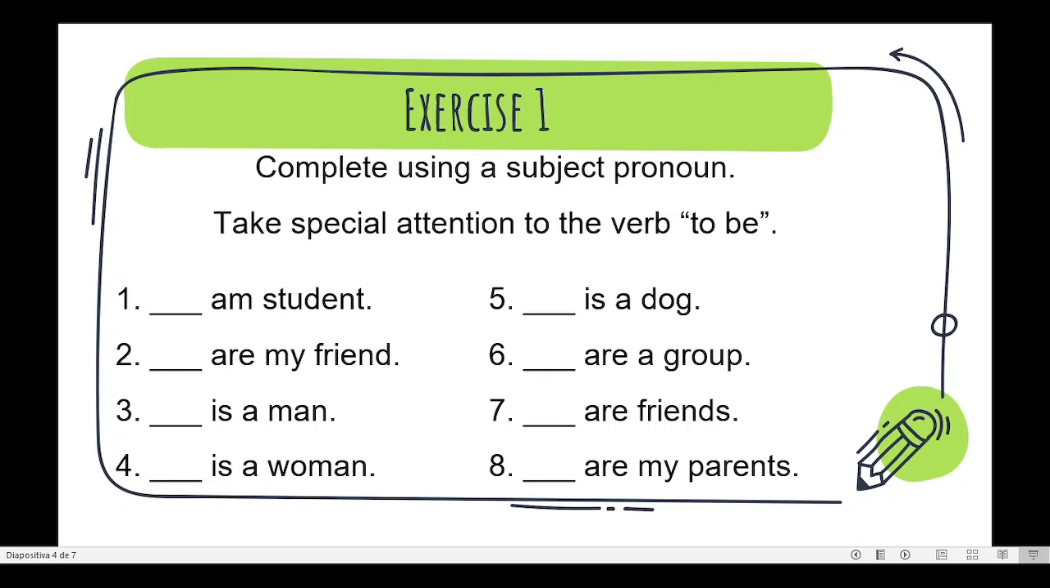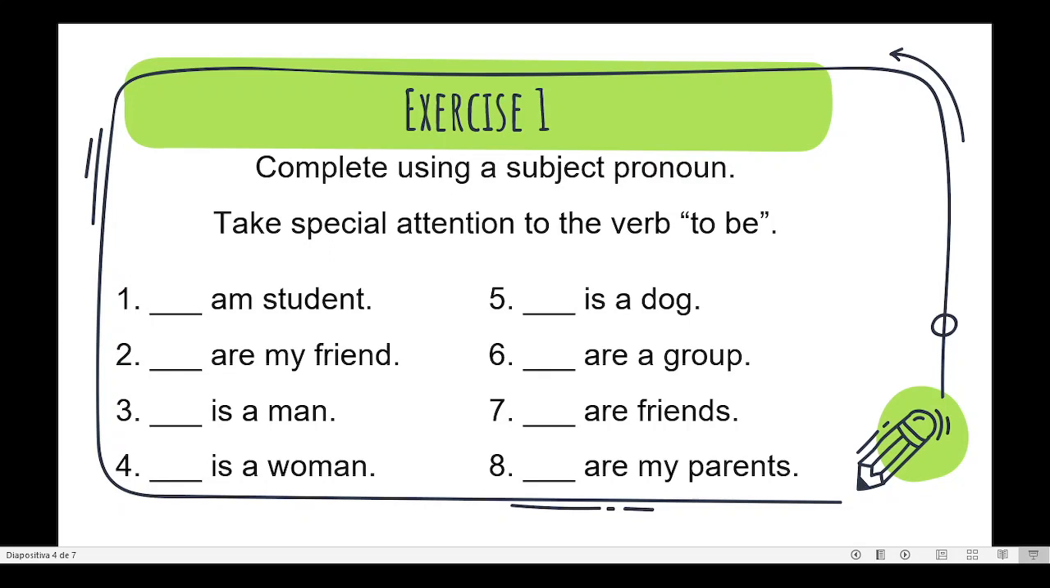Number 2, you are my friend. Number 3, he is a man. Number 4, she is a woman. Number 5, it is a dog. Number 6, we are a group. Number 7, you are my friends. Or well, you are friends. And number 8, they are my parents.